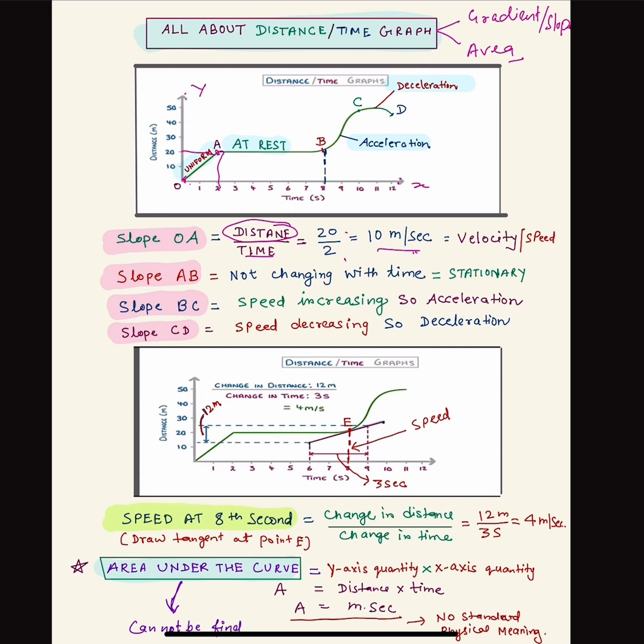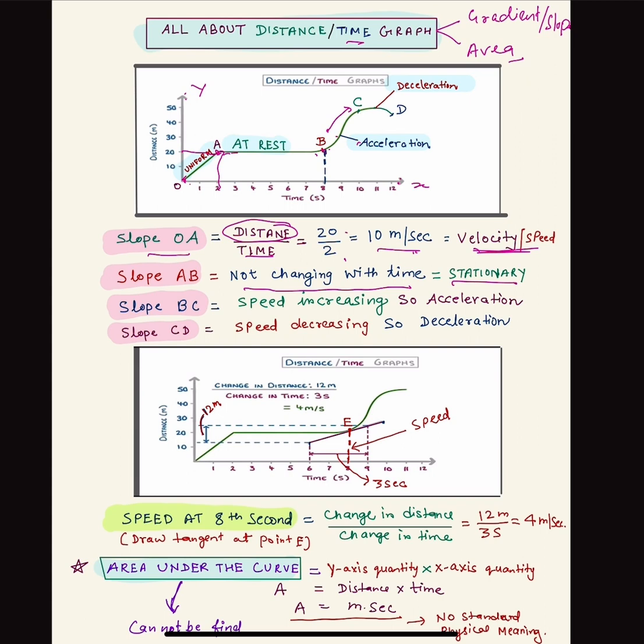So the slope of a position time graph will give you the velocity. You know this thing, so you can find the velocity. Now from A to B, you can see no change with time. It means the car is at rest. It's stationary. Now from B to C, you can see that speed is increasing. If speed is increasing with time, then acceleration is produced. So there will be acceleration.